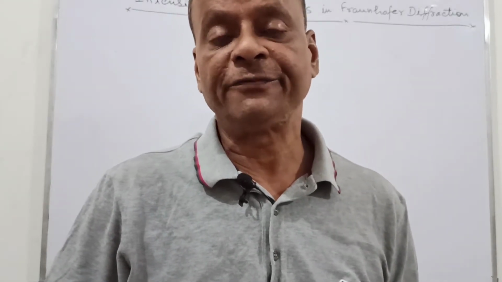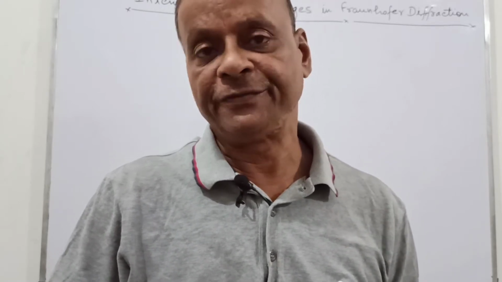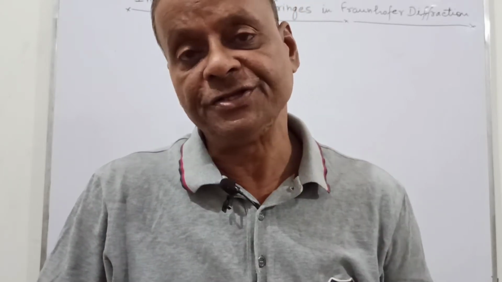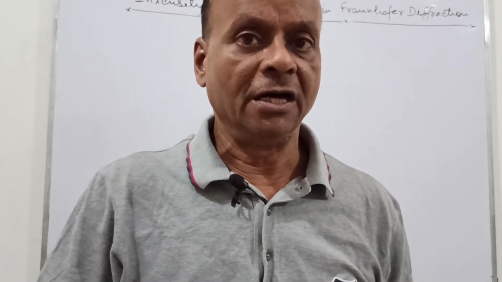Now I will tell you about the intensity of bright fringes in the Fraunhofer diffraction. I told you that the diffraction pattern is not uniform. The intensity of the bright fringes decreases very sharply, and how it decreases, I will tell you here. Also, I have told you that only a very few fringes are visible in the diffraction pattern. These fringes are on both sides of the central fringe.